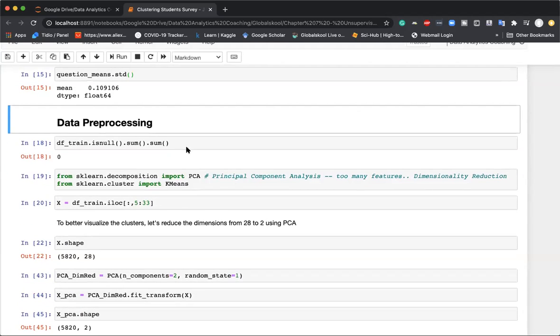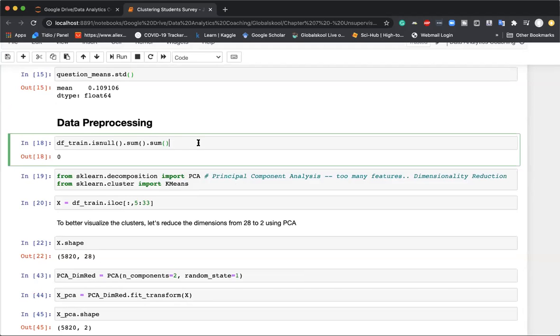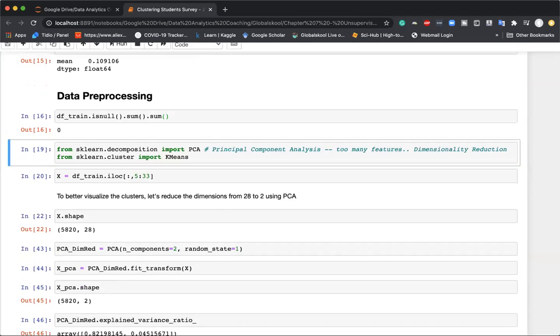first let us find out if there are any missing values. So if I do dftrain.isnull().sum(), I see that 0. So excellent, no missing values. A major, okay, this is a great point.